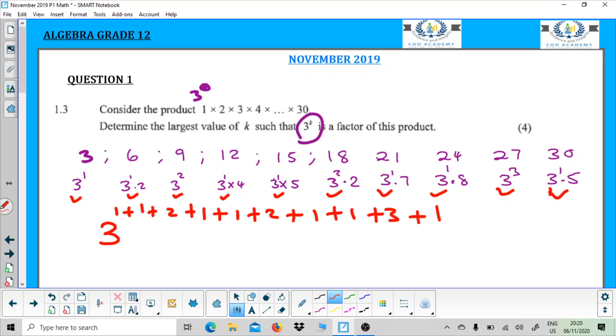So 1 plus 1 is 2, plus 2 is 4, 5, 6, 7, 8, 9, 10, and then plus 3 is 13, plus 1 is 14. So it'll be 3 raised to the power of 14. Remember, we wanted the largest value of k. From what we are gathering, our k should be equal to 14 in this regard. So please, people, that is your algebra, and that was your November 2019. Let's quickly finish off this question, but for now, let's take a short break.